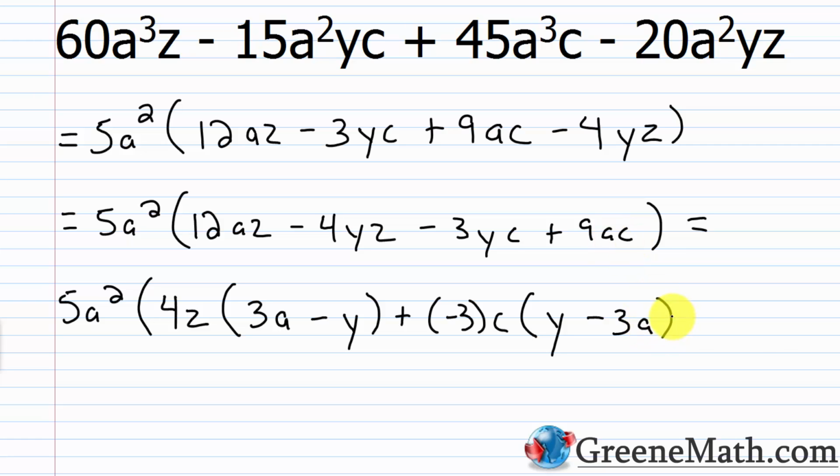Now, I don't have a common binomial factor yet, but we're close, right? We have a y and a y, and we have a 3a and a 3a. It's just the signs that are the problem. So if I was to factor out a negative here, then this sign would change and this sign would change. So positive y and positive y, negative 3a and negative 3a. So that would work out. I just changed the order. Remember, you can change the order. It won't matter. And let me just change the order here to y minus 3a.